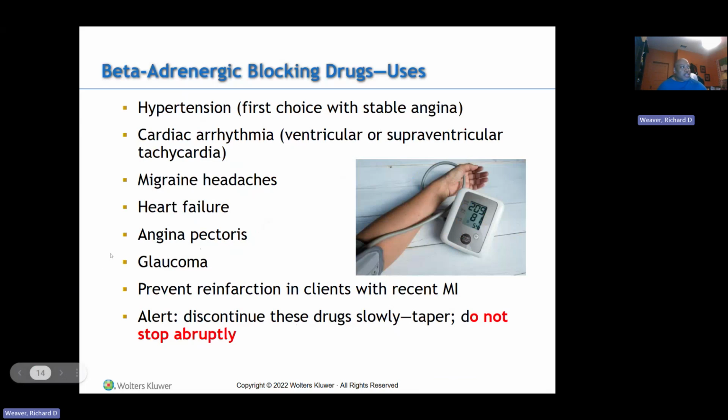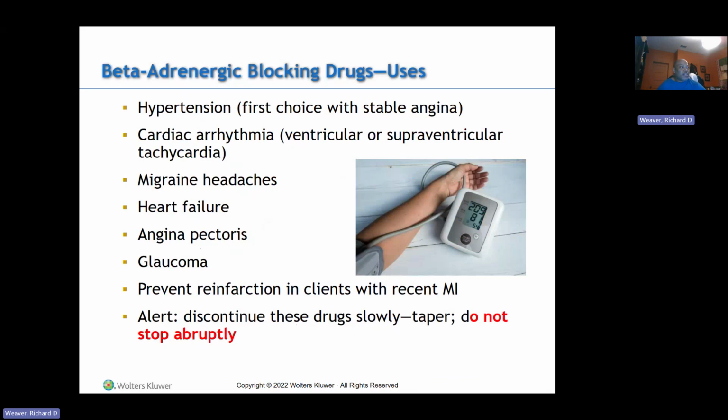Now look up the different uses for this drug. We use it in hypertension. And of course, this is a first choice with stable angina. Some angina, which is intermittent chest pain, can be unstable, but this is one of the stable ones. But I won't get into all that. The drug is used for those with hypertension. It lowers the blood pressure because it dilates the blood vessels.